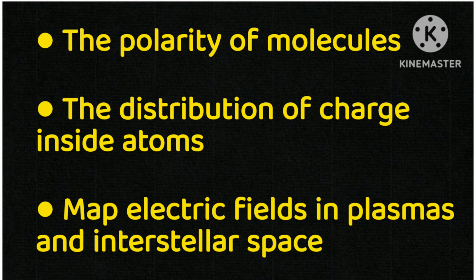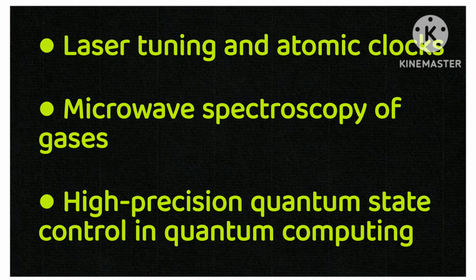So there are various uses. The first use is that the polarity of molecules can be known. Next, the distribution of charge inside atoms can also be known. Again, this technique is used to map electric fields in plasmas and interstellar space. And in modern times, it plays a crucial role in laser tuning and atomic clocks.